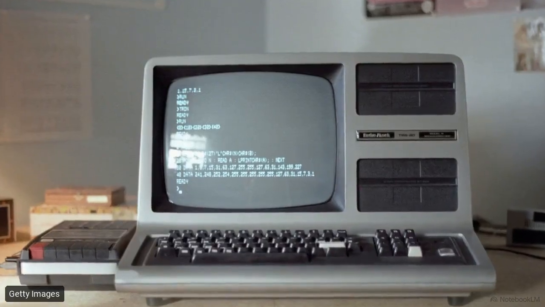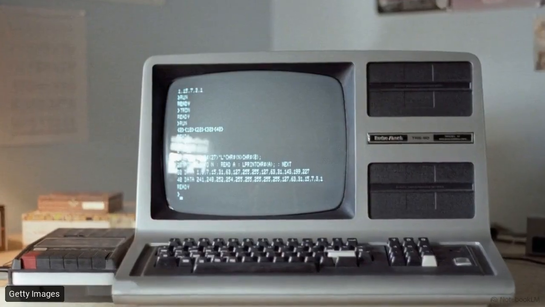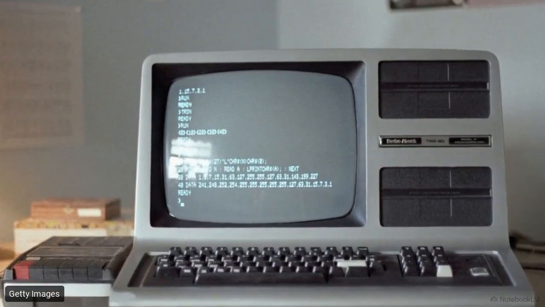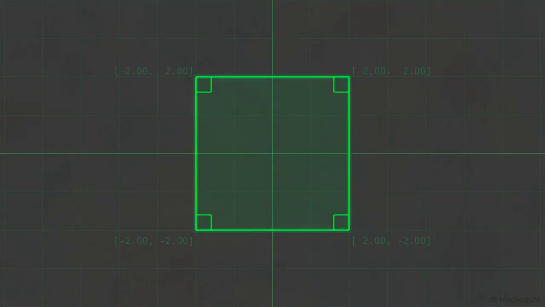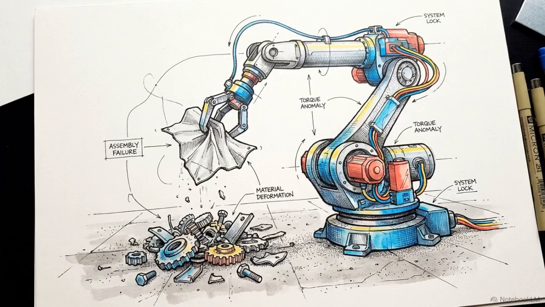Early computer scientists tried to teach machines to interpret these grids by writing strict geometric rules. They instructed the computer to look for specific angles, rigid shapes, and mathematically perfect lines. The approach failed immediately in the physical world.